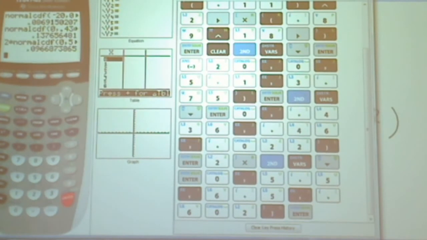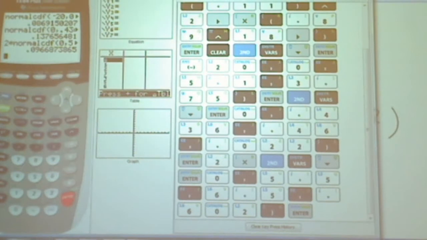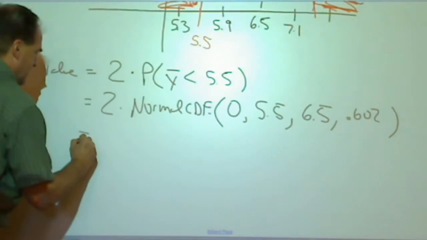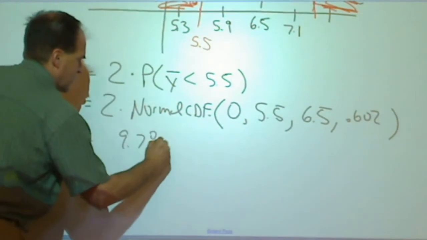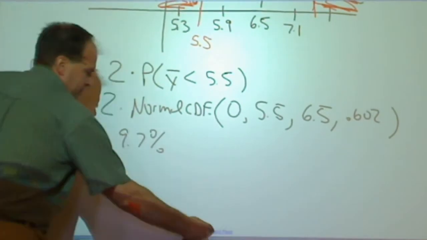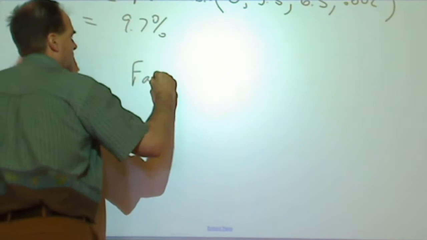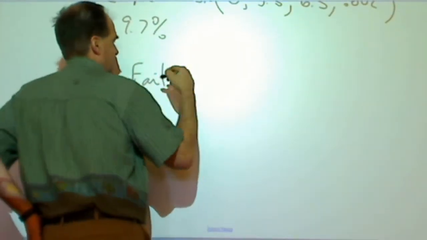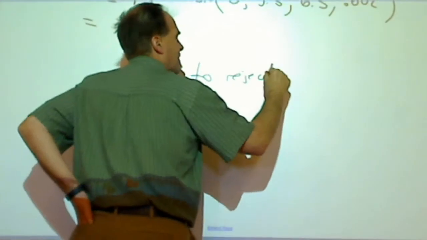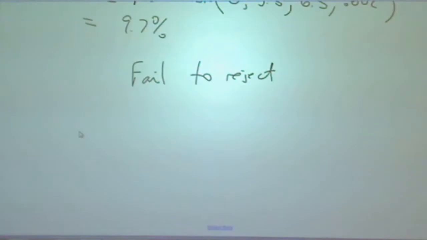And doubling it, you got 9.7%. So even doubling it, you got 9.7%. Okay, so what does that mean? What are you going to do? Fail to reject. Yep. So we can't say that we failed the word count. We may be just fine in meeting the 6.5 goal.